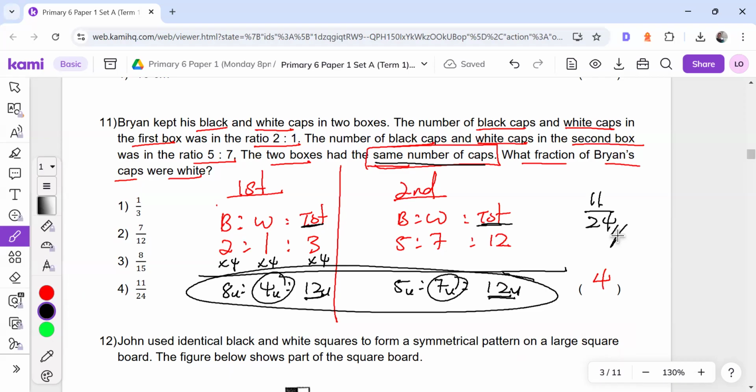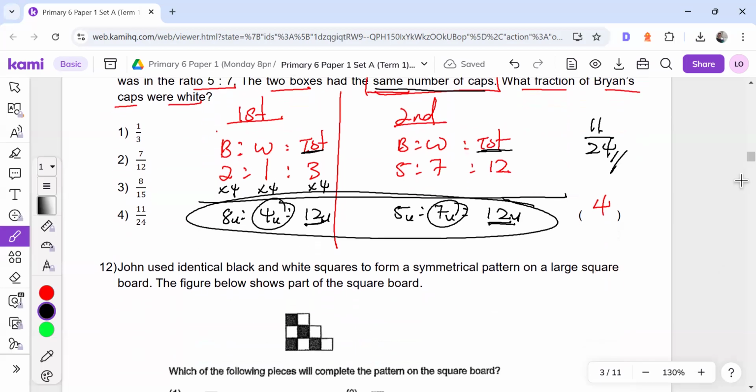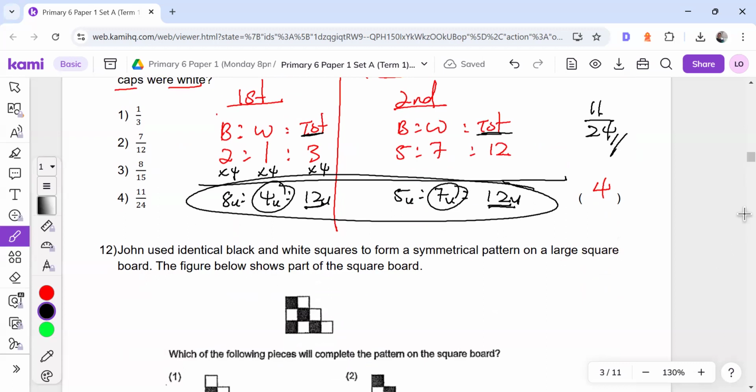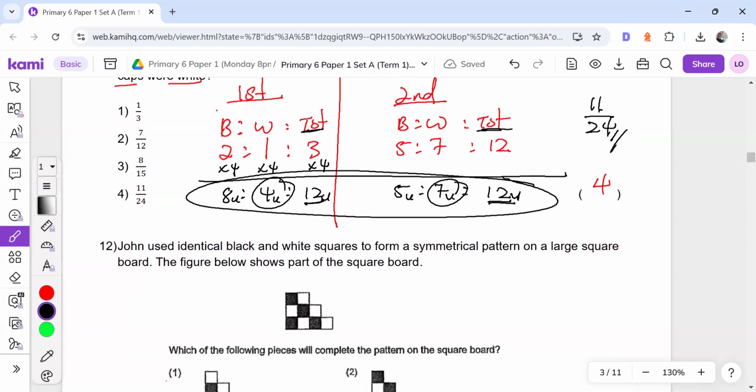So this kind of question is going to be very common. This type of question will come out in paper 2. So make sure you know how to write your ratio and compare them. Okay, question 12. Okay, done. Oh, Charlene, where are you? Can't see you already. Okay, let's go to question 12.